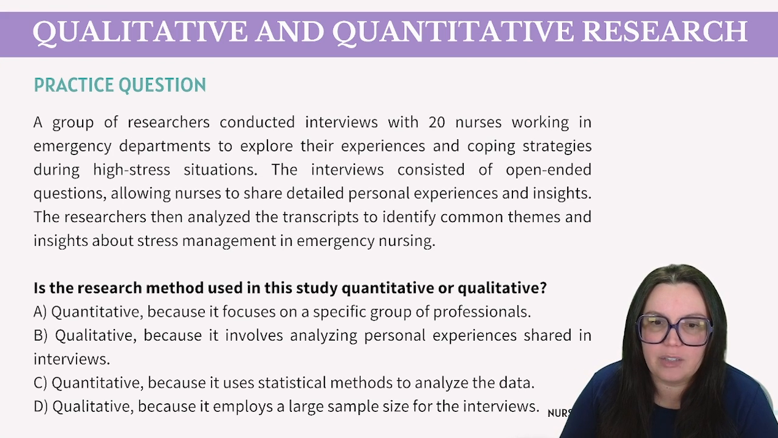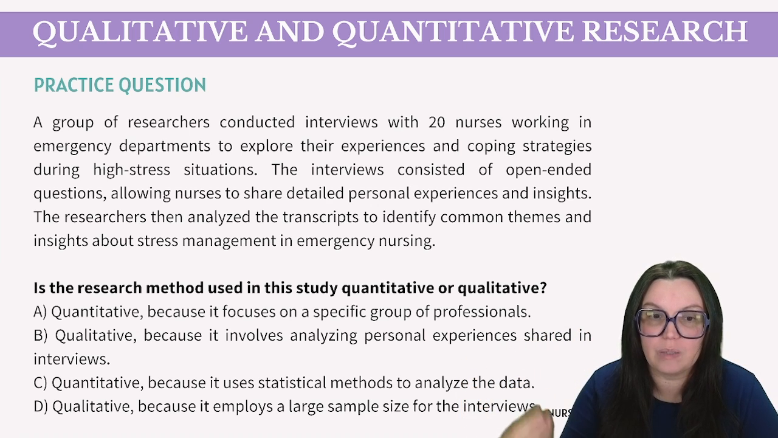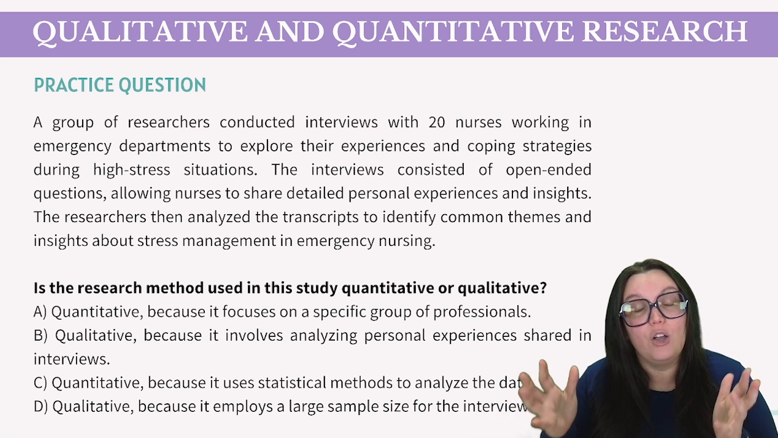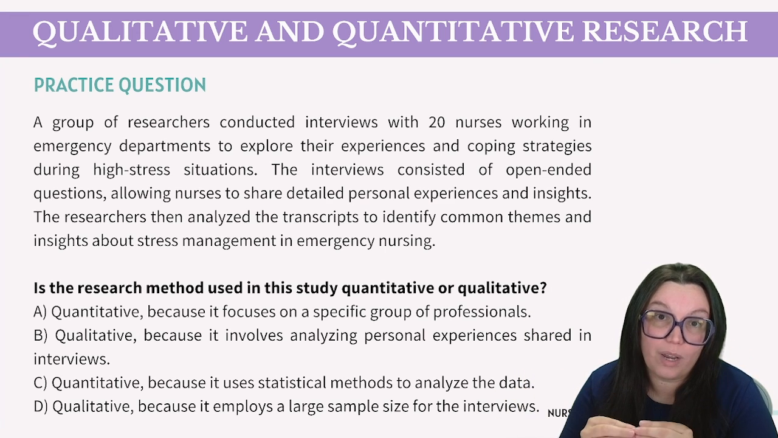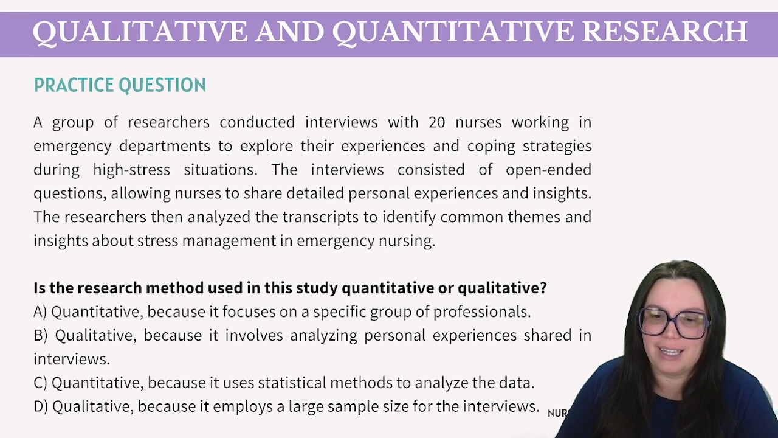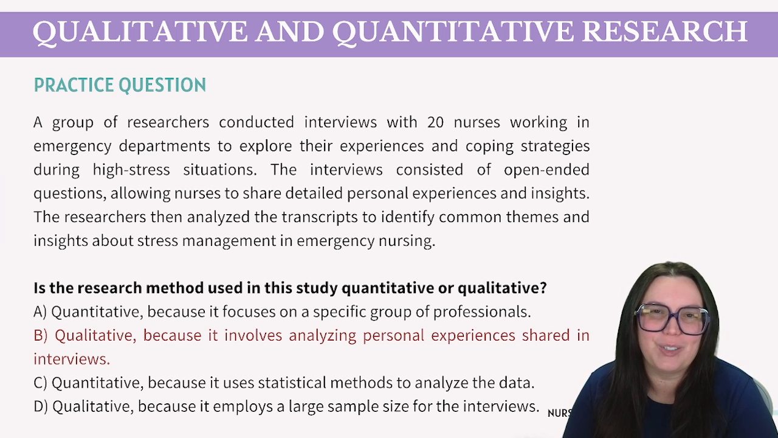B, qualitative because it involves analyzing personal experiences shared in interviews. Yes, absolutely. They're analyzing everybody's personal experiences and looking for common themes. And then we have D, because it employs a large sample size in interviews. Well, like we know, qualitative research is going to have smaller sample sizes. That's why we only have 20. So we can automatically eliminate D. Out of all the answers we have available to us, B is going to be the most correct answer.